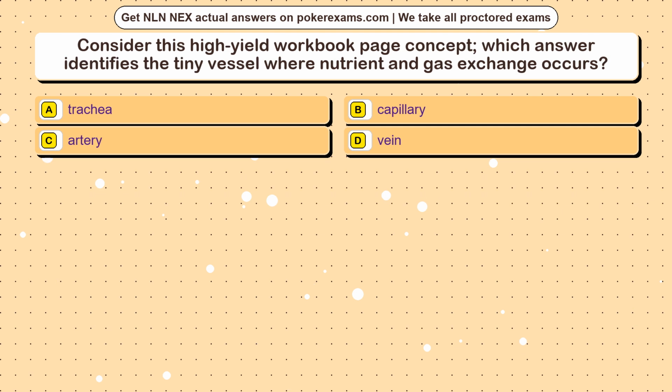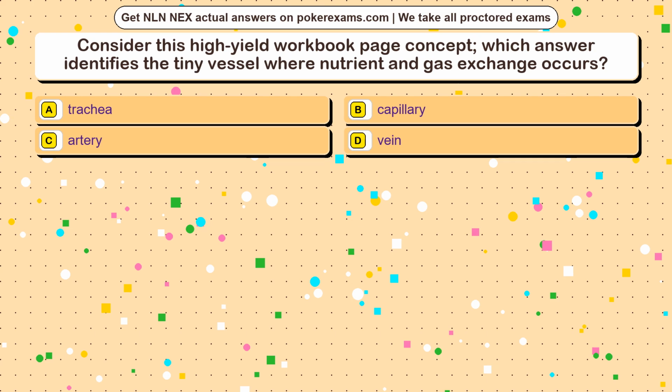Question 18. Consider this high-yield workbook page concept. Which answer identifies the tiny vessel where nutrient and gas exchange occurs? Option A, trachea. Option B, capillary. Option C, artery. Option D, vein.